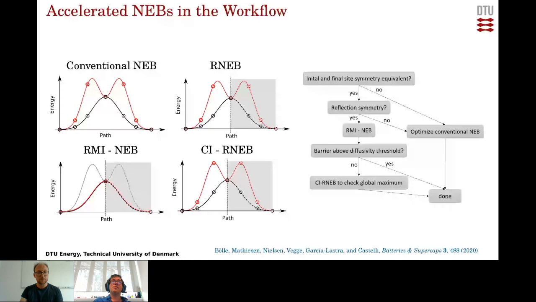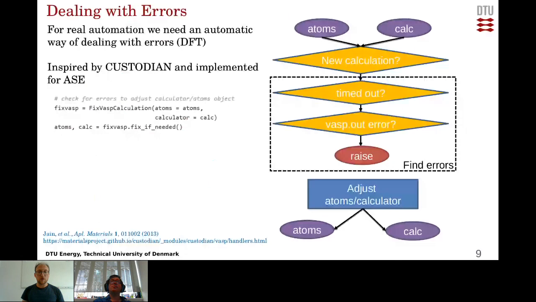Another point is how to deal with errors. If we have an autonomous workflow, you would like it to be able to deal with some of the most standard errors by itself without any of your input. The way we implemented it here is inspired by Custodian, and basically takes care of some of the most common errors in VASP for this kind of calculations. If you read the paper that we have recently published in Batteries & Supercaps, you can see how this is dealt with and where you can find the different scripts for using the workflow.